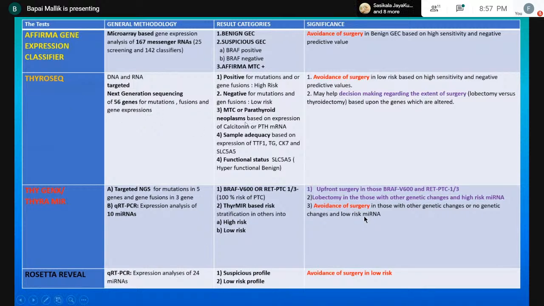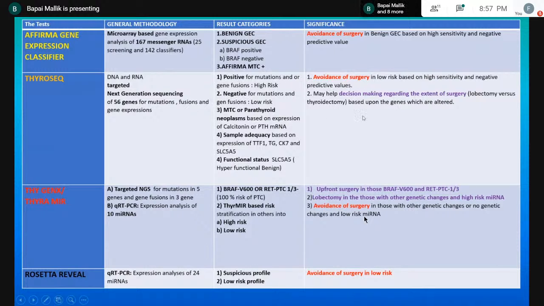Now for ThyroSeq, it gives it as positive for mutation or negative, or it says it is MTC. It can either tell you medullary thyroid carcinoma or parathyroid neoplasm. It can also tell you about the sample adequacy, and sometimes can even tell you about the functional status. But the major fact is to call it negative, avoid surgery.